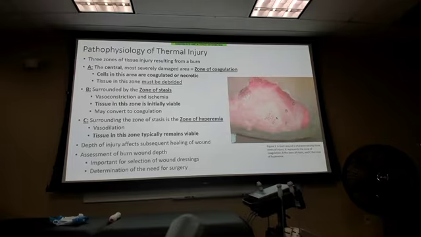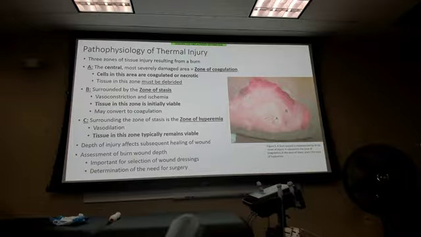Zone of stasis is around that, and it's going to be more pink. You're going to have vasoconstriction and ischemia. It could theoretically turn into a zone A, or zone of coagulation, if it continues to what we call cook. It can blossom into a zone of coagulation because if we don't increase the vasculature to the area, that ischemia will kill that tissue. It is still initially viable, but it can turn into a zone of coagulation.